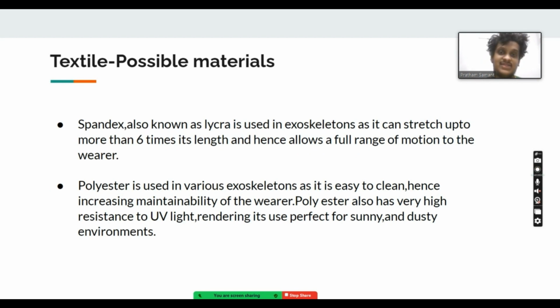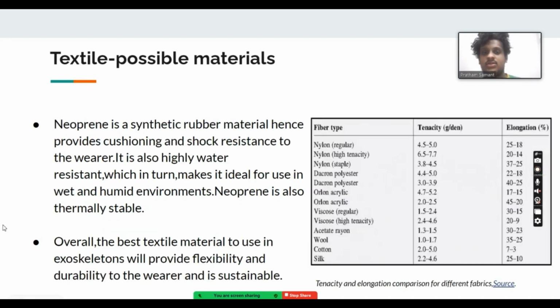What are the possible materials that we could use in textiles? Well, spandex, also known as lycra, is used in exoskeletons and it can stretch up to 6 times its length, and hence it allows for a very flexible range of motion. Polyester is also used in various exoskeletons. It's easy to clean. It decreases the maintenance efforts of the wearer. Polyester also has very high resistance to UV light, making it very effective in sunny and dusty environments.